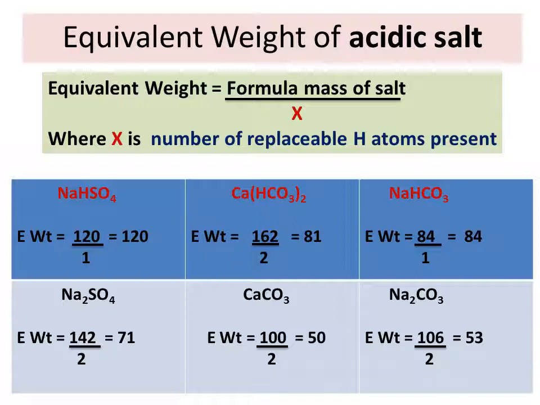So let us come to calcium bicarbonate. The formula of calcium bicarbonate is Ca(HCO3)2. Here the number of replaceable hydrogens is 2. Therefore, formula mass divided by the number of replaceable hydrogens, which is 2. The formula mass is 162 and the replaceable hydrogens are 2. Therefore 162 upon 2 is equal to 81. So the equivalent weight of calcium bicarbonate is 81, and in the case of calcium carbonate it is 100 upon 2.